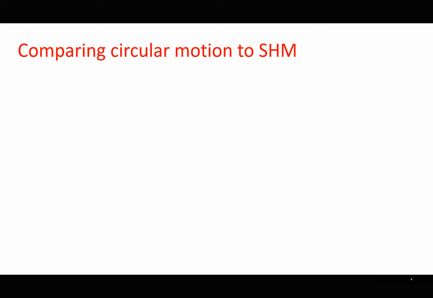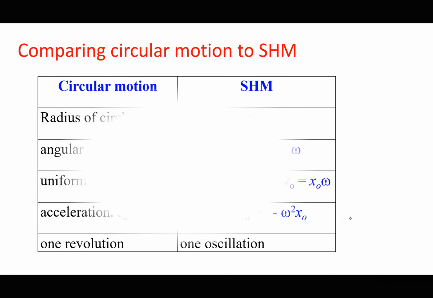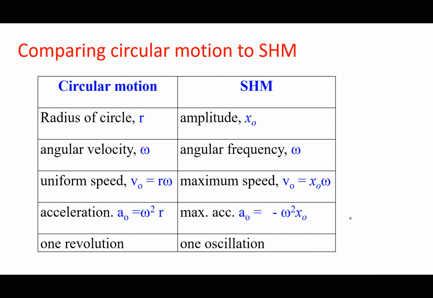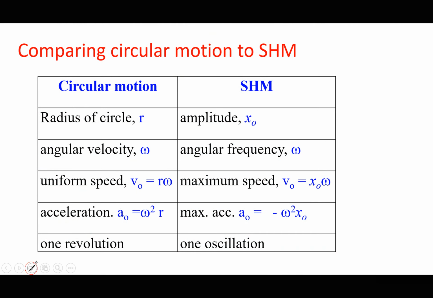Let's try to compare now circular motion to simple harmonic motion. Okay, so in comparison now, for circular motion, we consider the radius of the circle to be r. And for simple harmonic motion, the radius could be equivalent to the maximum displacement, which is the amplitude. In circular motion, we talk about angular velocity. In simple harmonic motion, angular velocity can also be called the angular frequency.